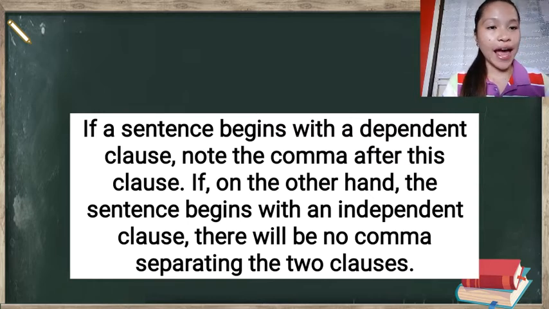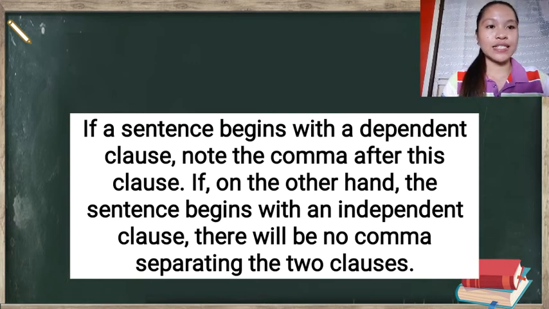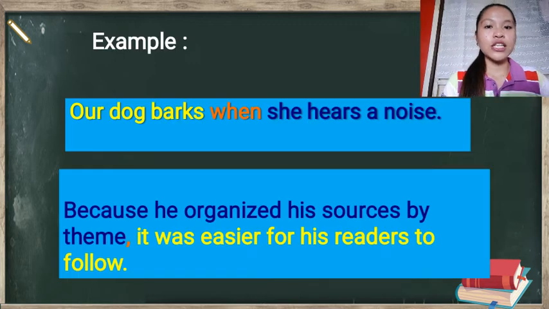So on the other hand, if we begin the sentence with an independent clause, there will be no comma separating the clauses. So the comma is no longer needed if the independent clause is written first. So that's it. Did you get my point? Did you understand, class? Okay, we will proceed. So an example of a complex sentence.